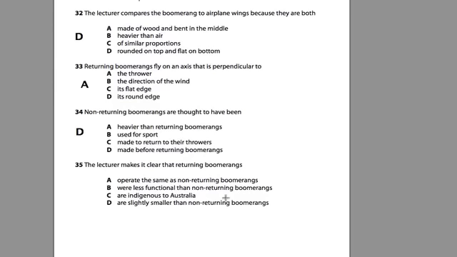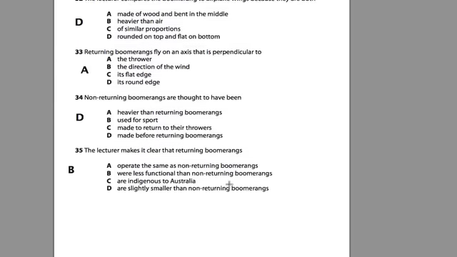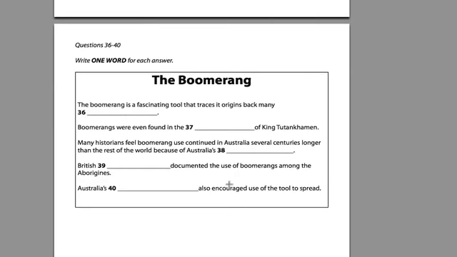The lecturer makes it clear that returning boomerangs operate the same as non-returning boomerangs. That's not true. He spends quite a few minutes talking about the two different purposes. Returning boomerangs were less functional than non-returning boomerangs. Yep, could be. Are indigenous to Australia? No, he clarifies that. Are slightly smaller than non-returning boomerangs? No, he mentions nothing about that. The answer is letter B. Non-returning boomerangs are more functional because they are used to hunt. Returning boomerangs were used for sport. Okay, let's go to the final section here.